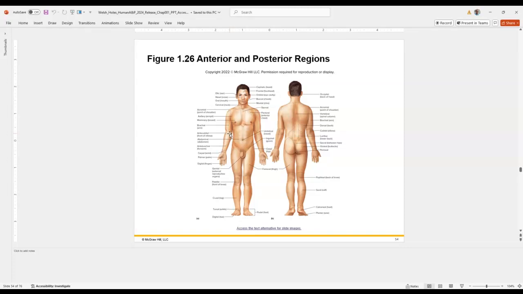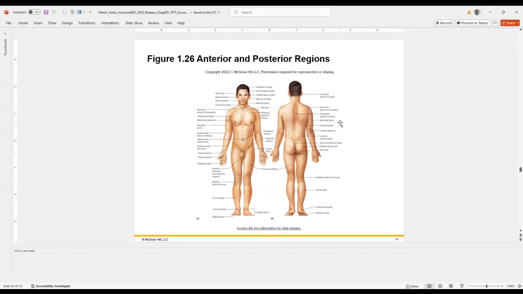In front of the elbow, antecubital. Of course, abdominal, you know. Antebrachial means in front of the arm, so it's the forearm. As we move down the leg, the front of the lower leg, crural region. Toes are digital. Fingers are digital as well, by the way.